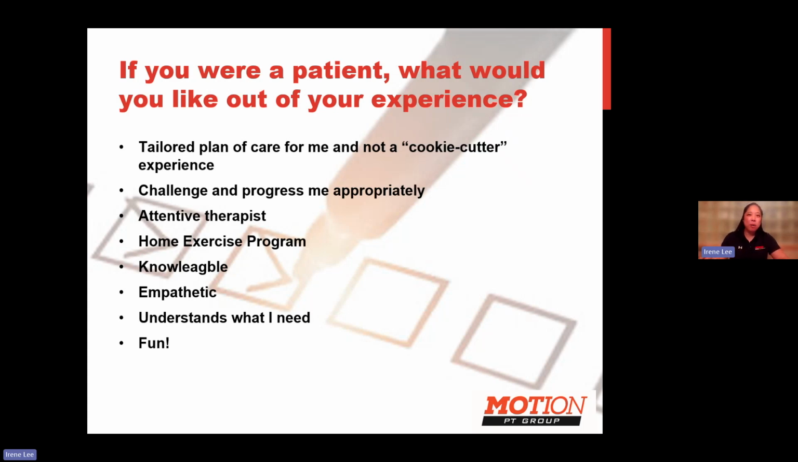So they want to become more independent, to have that 168 hours back to them and not be in pain and get back to whatever they want to do. Knowledge. They want someone who knows what they're doing.